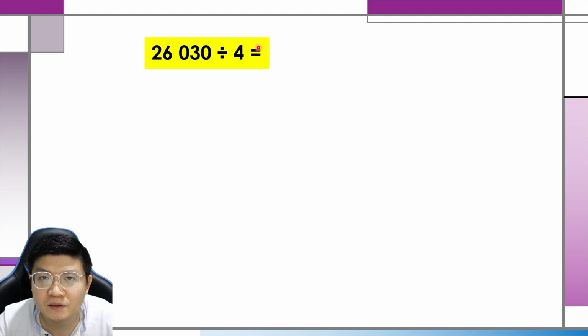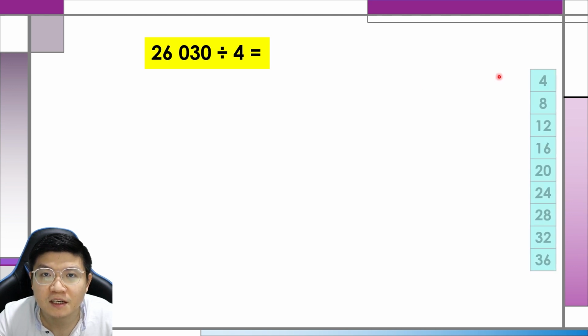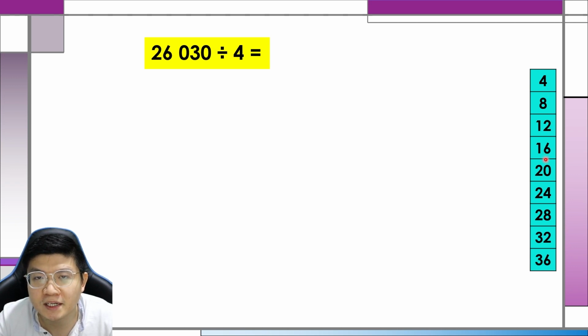Here I'll be showing you a number sentence of division, which is 26,030 divided by 4. When you want to divide by 4, of course, the times table, you cannot miss it. So here I will show you the times table for 4: 4, 8, 12, 16, 20, 24, 28, 32, and 36.